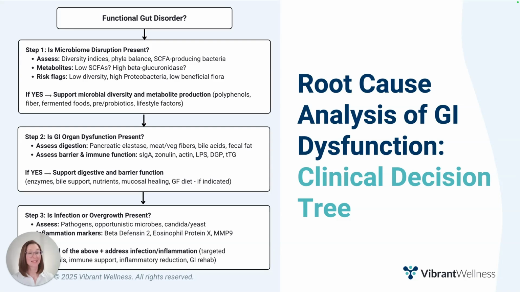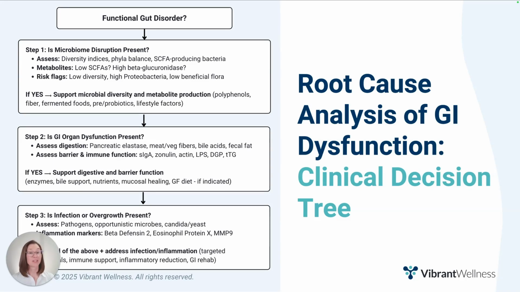Step 3 is to ask, is infection or overgrowth present? You'll want to assess pathogens as well as opportunistic overgrowth, paying special attention to inflammatory markers like beta-defensin 2, eosinophil protein X, and MMP9, which provides insight on triggers and immune cell involvement.